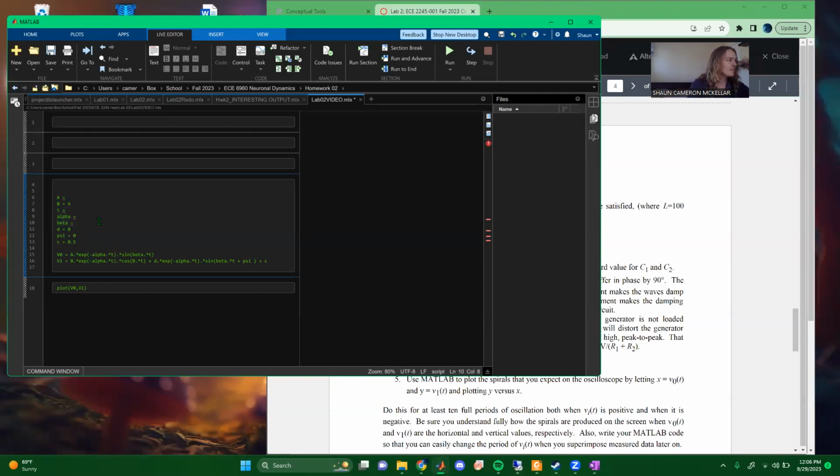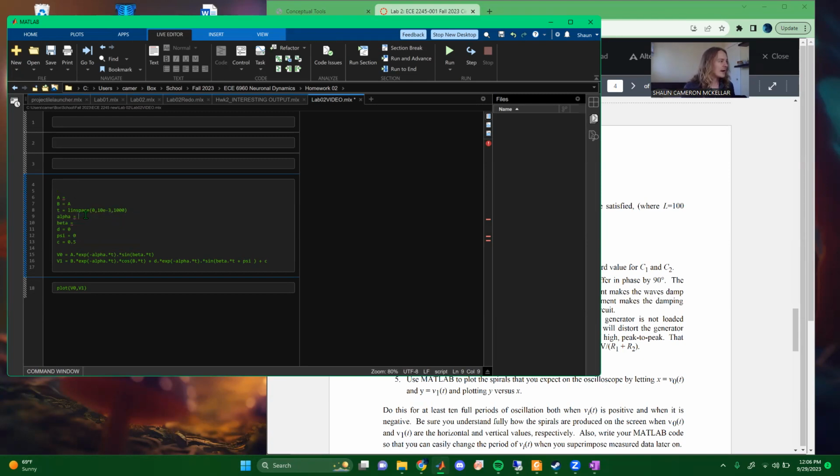Now, t, I'm just going to try out a linspace. So this is a linear spaced array, and it starts at 0 seconds. It ends at 10 milliseconds. And let's put 1,000 data points in there. We'll see what that generates.